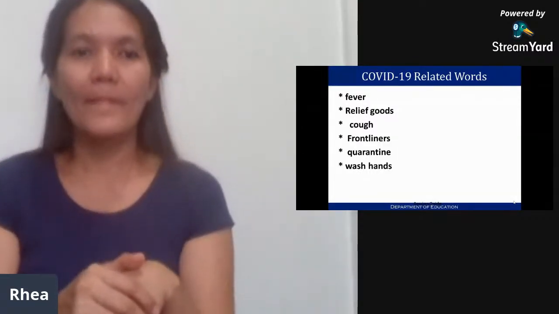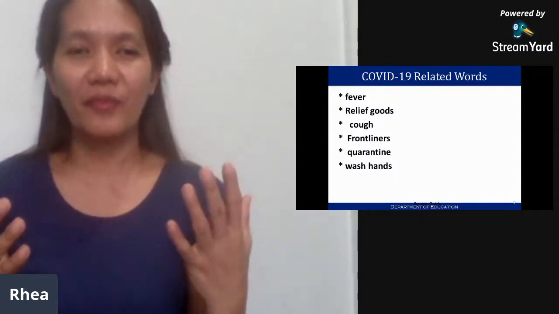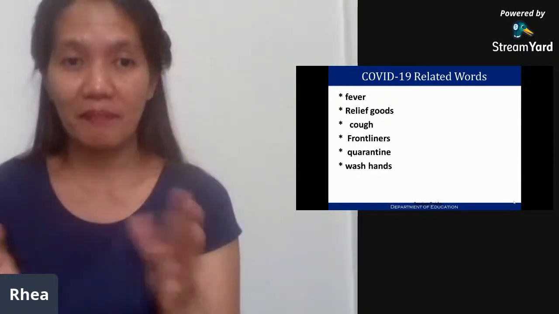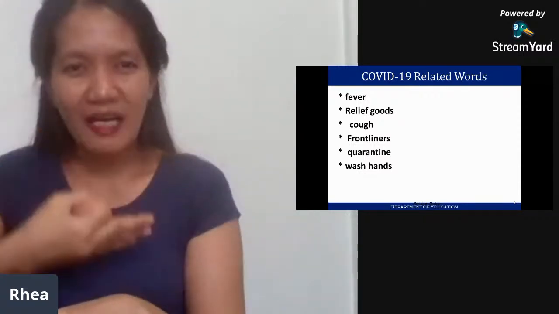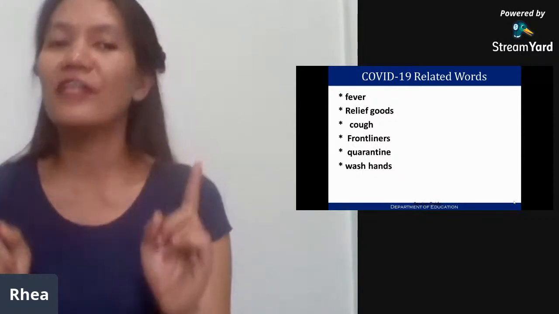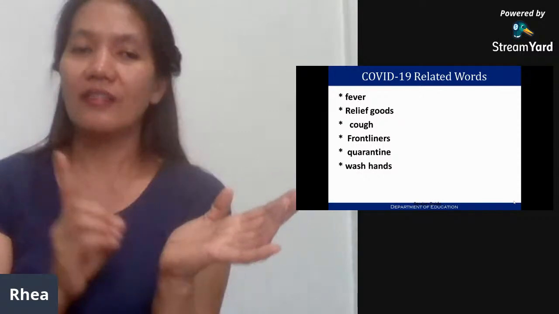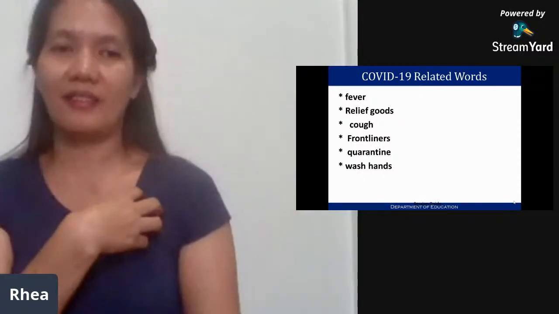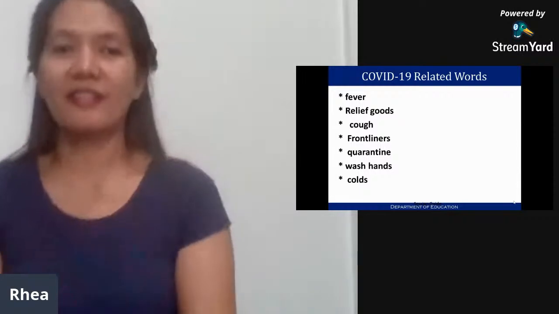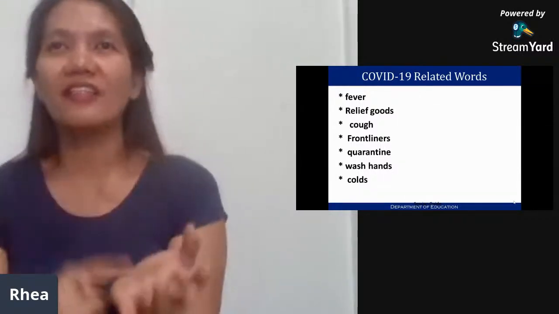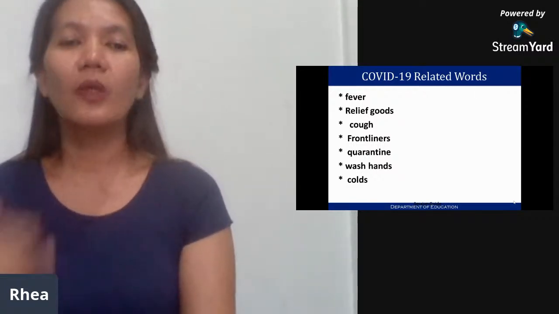Next, po, the frontliners. There is no distinct word for this, but it could be signed by giving the concept. Frontliners are the people working at the front. For example, they are nurses, doctors, plus health workers, policemen. They are the frontliners, the front workers. So you explain who the frontliners are: doctors, nurses, policemen with uniforms, delivery boys.